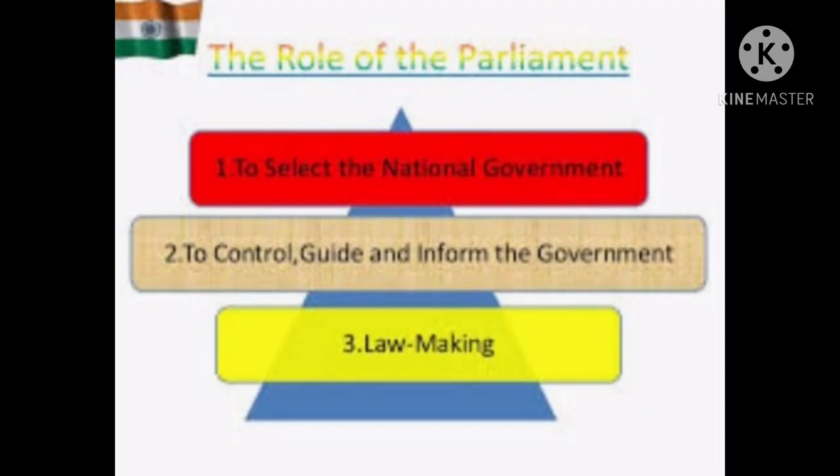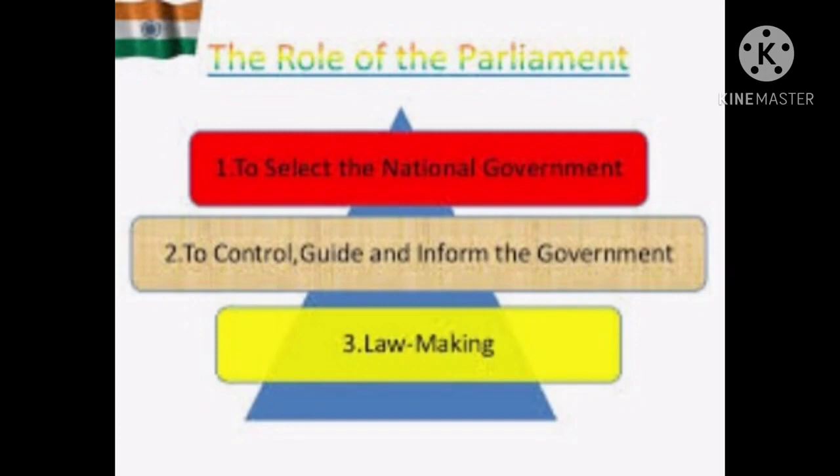Got it? See children, the Lok Sabha has a normal term of 5 years, but it may be dissolved by the president before the end of the term. But the Rajya Sabha is not dissolved after a fixed term. Actually, it is a permanent body. One third of its members retire every 2 years. New members are then elected to the vacant seats. So each member has a term of 6 years.